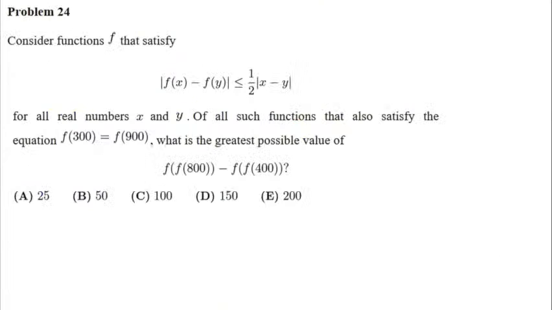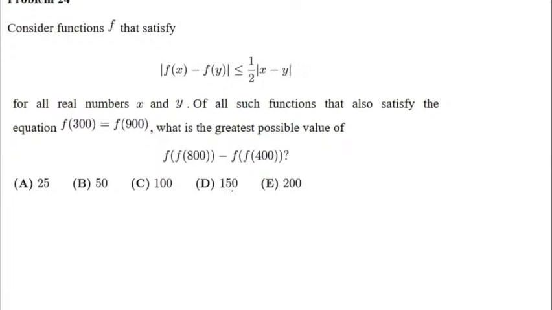AMC 10B 2022, problem number 24. Consider function f that satisfies the absolute value of f of x minus f of y less than or equal to 1/2 times the absolute value of x minus y for all real numbers x and y. Of all such functions that also satisfy the equation f of 300 equals f of 900, what is the greatest possible value of f of 800 minus f of 400?